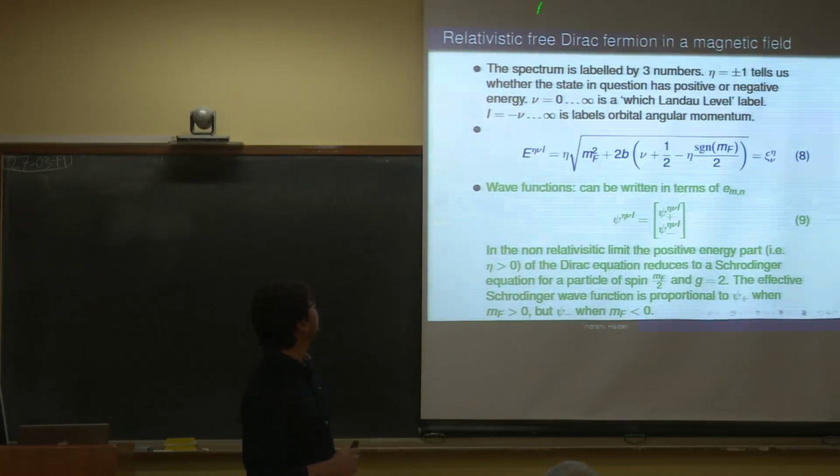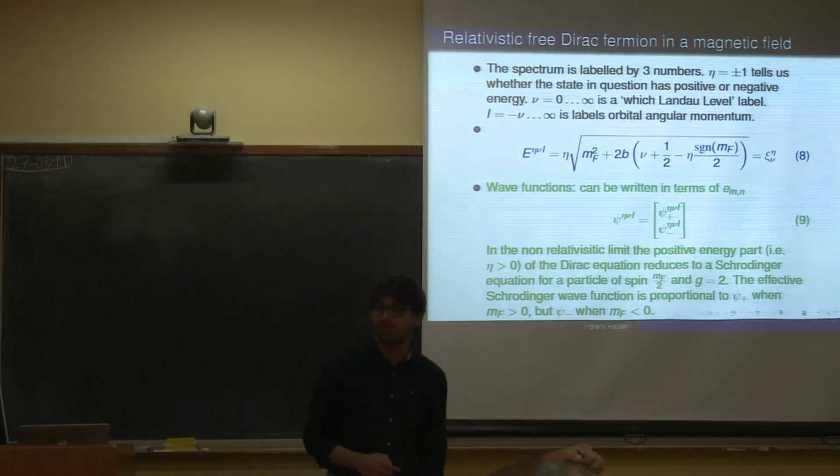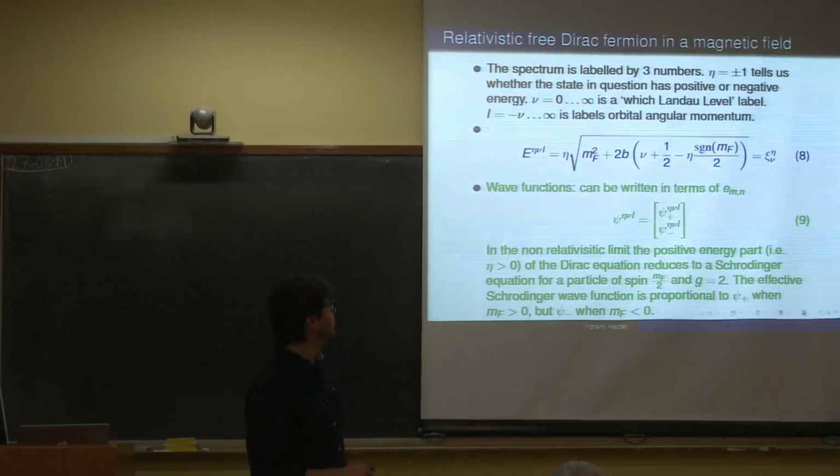Now we turn to Dirac fermions in the magnetic field. So again the spectrum is given by a formula like this, where this is eta. This eta tells you if you are in a positive energy state or negative energy state, and then there is this nu, which is the Landau level number, just like previous time, and then we have a coupling here, which is the analog of the b dot s coupling. So sin mf by 2 is supposed to be the spin of this interaction in 2 plus 1 dimensions.